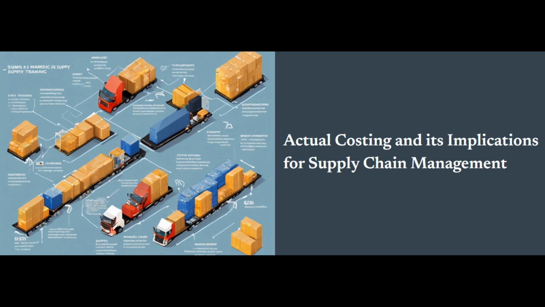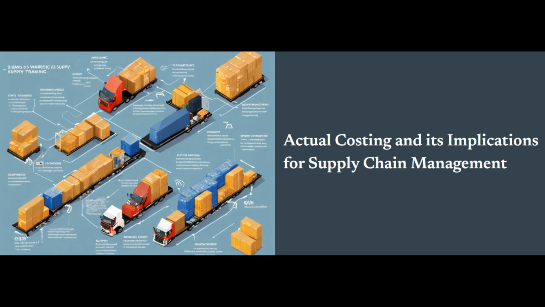Implementing actual costing in supply chain management. Effectively incorporating actual costing into supply chain management requires a well-designed and integrated approach. Here are the key steps organizations should consider. Establish robust cost accounting practices. Implement a comprehensive actual costing system that accurately tracks and allocates all relevant costs associated with supply chain activity, including materials, transportation, warehousing, labor, and overhead expenses.